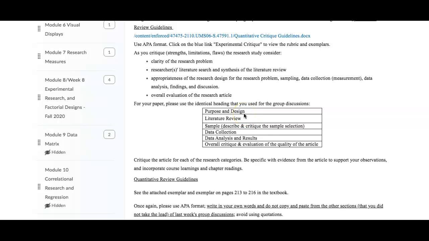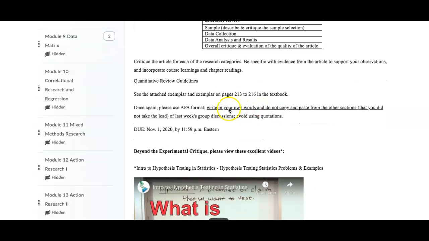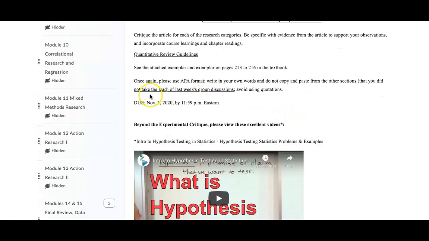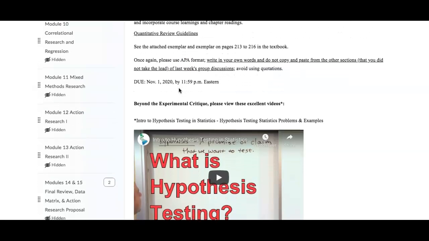Do not copy and paste from your classmates what they wrote in there. I'd like this to be in your voice. So the guidelines: take a look at the attached guidelines, and also take a look in the textbook, page 213 to 216. I'd like you to write in your own words and do not copy and paste from the other sections. So this is due on November 1st. I'll show you also where this is located when I go through the other materials.